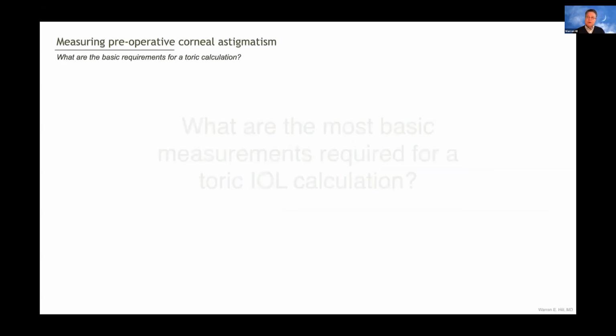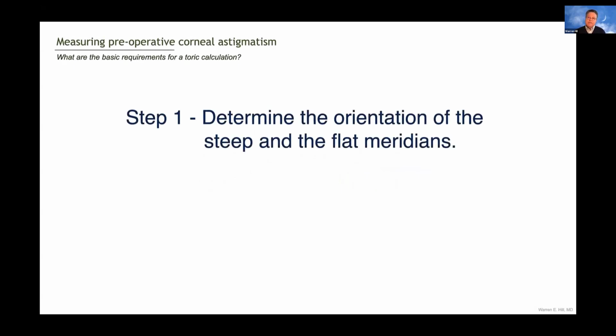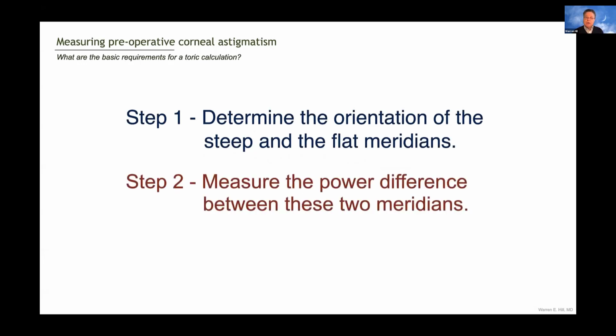So the most basic measurements we use for the toric IOL: we need to determine the orientation of the steep and the flat meridians. And we also need to measure the power difference between these 2 meridians. And these are 2 of the most fundamental aspects of the toric IOL. There are other things like surgically induced astigmatism and a few other items that are kind of outside the range of this talk.